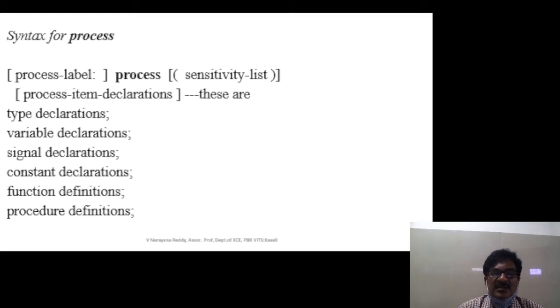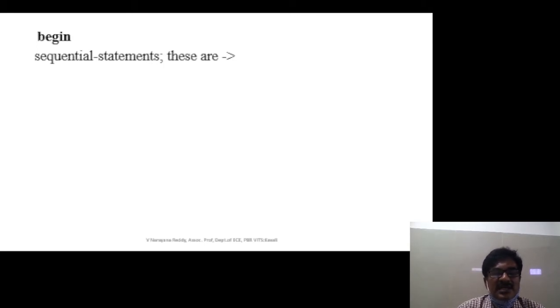But in the architecture body there is no variable declaration. Here we have that one. So certain declarations you can declare only in the process, but certain only in the architecture. So that you have to remember. Then after declarations the syntax is begin. After begin the statements start.